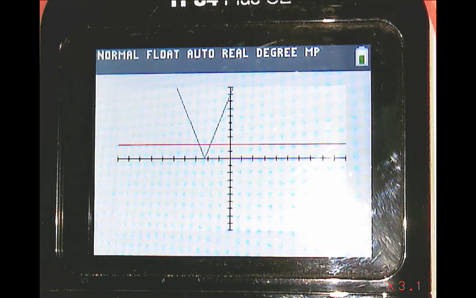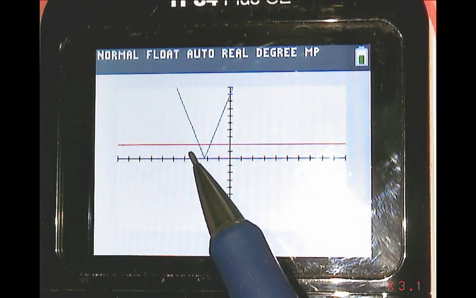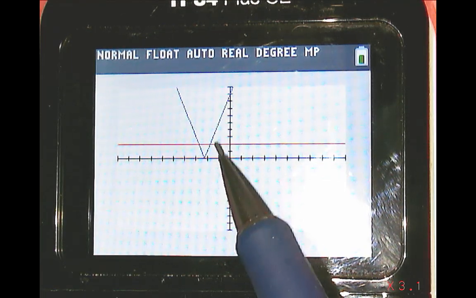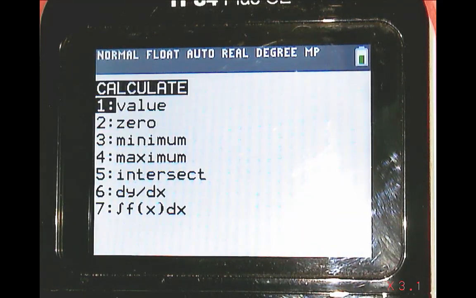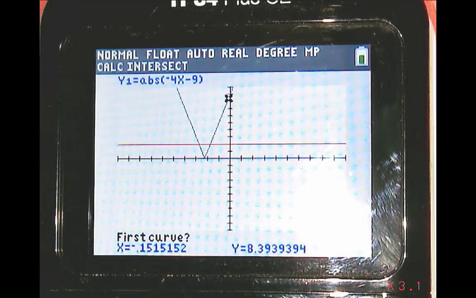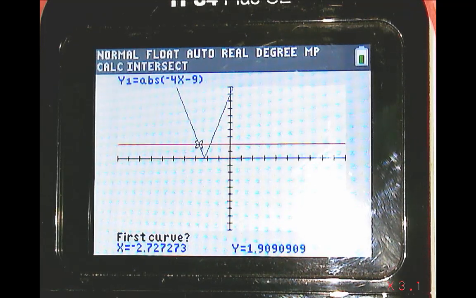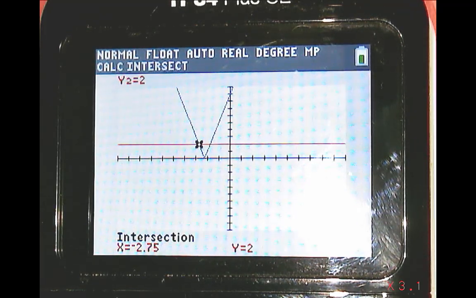Just like the previous GMM practice that we were doing, we need to find those intersection points. We need to find the intersection point there, and we need to find the intersection point here. So we're going to do the same thing we've been doing. We're going to go second trace. You're going to go down to number 5, and then you're going to move the blinking cursor over to, I always start left to right, over to near the left one. Hit enter, enter, enter, and you get a negative 2.75. So we would write negative 2.75 at that point on our paper. Now we're going to convert that here shortly.